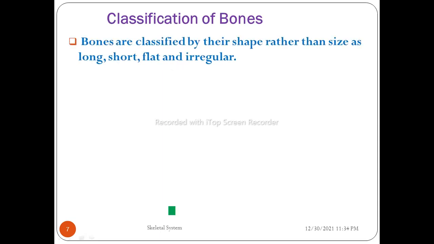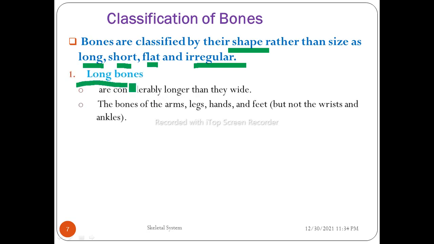The other topic is classification of bones. Bones are classified based on their shape rather than size. Based on their shape, we can classify bones as long bones, short bones, flat bones, and irregular bones. Long bones are considerably longer than their width.